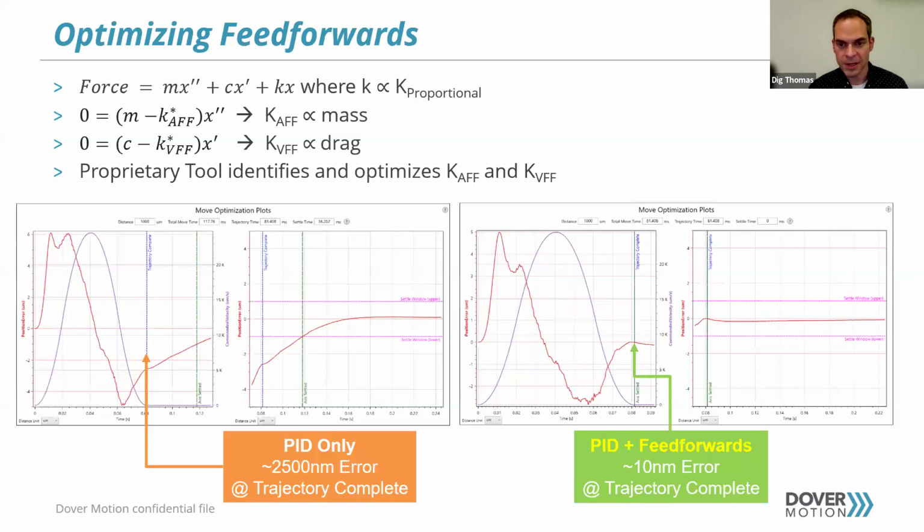On the right-hand side, you have a well-tuned PID with well-tuned feed forwards. Again, red is your position error, purple is the commanded trajectory, and basically they line up. It's almost theoretical. It ends where it's supposed to. And in this case, you have significantly less error, 10 nanometers, you're in window.